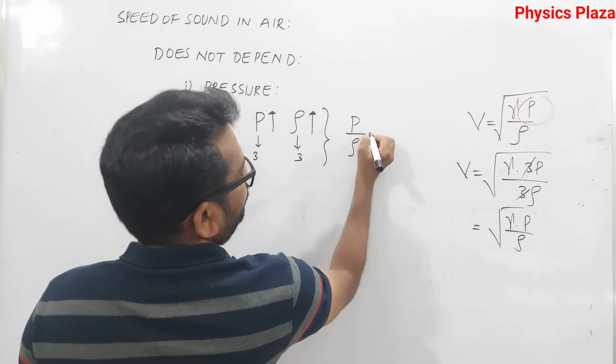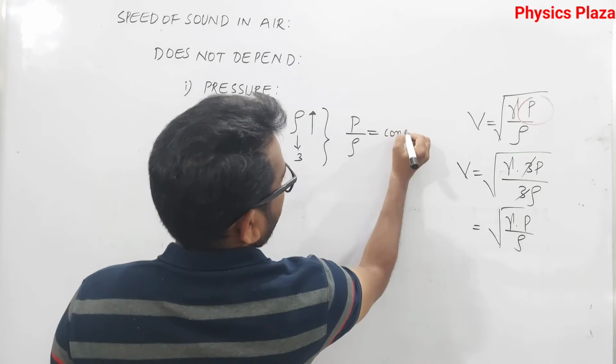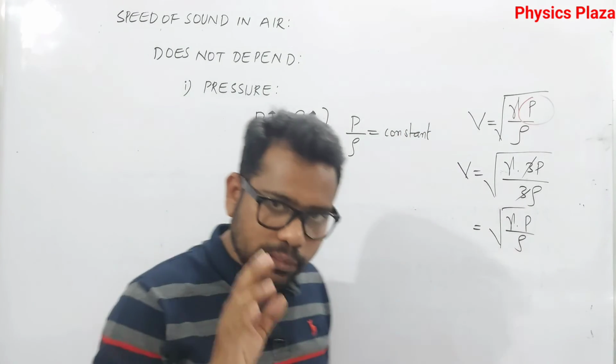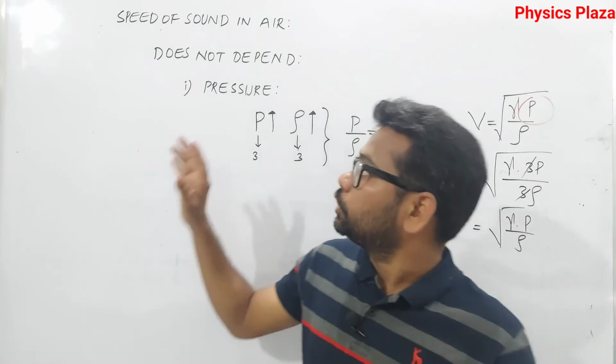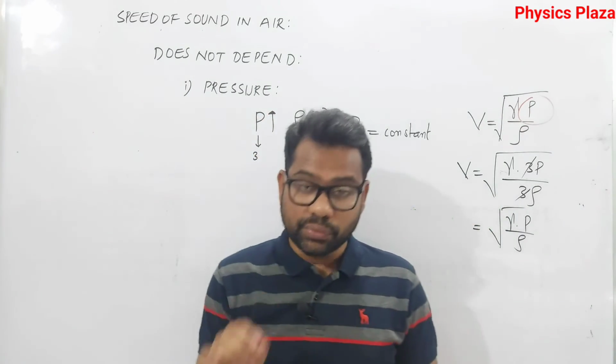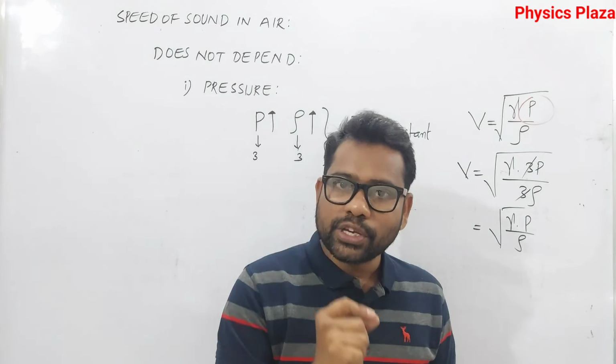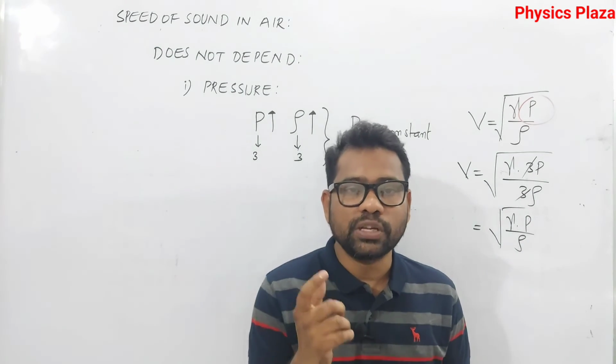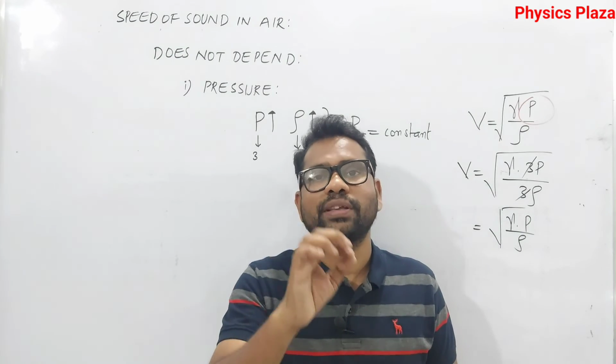P by rho ratio is always constant. So whether you increase the pressure or decrease the pressure, the speed of the sound doesn't change. It's very, very important. Why? Because with the pressure, density increases. When you decrease the pressure, the density of the air also decreases. Which means what? P by rho ratio always remains constant.